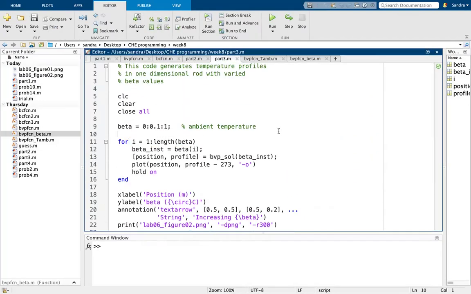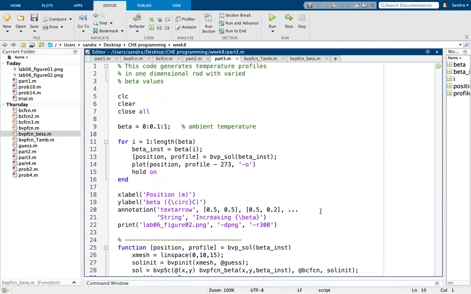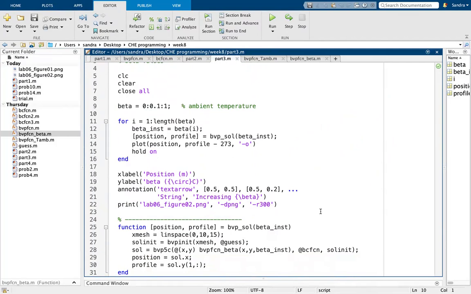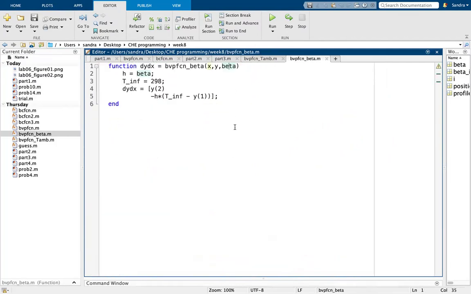So this is the code. As this is not shown in the recorded lectures, I will show you once again so that you can compare your codes with it. And this is the function. The rest of the functions, which have the boundary values and the initialization part, remain the same as shown in the recorded lecture.